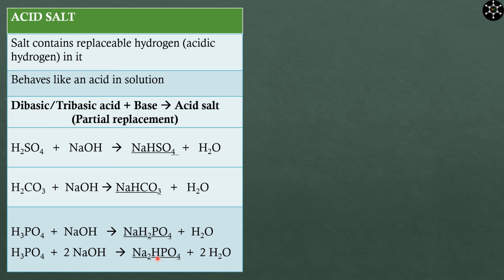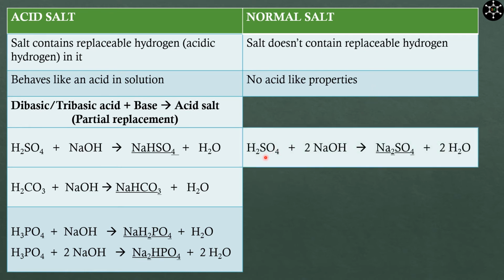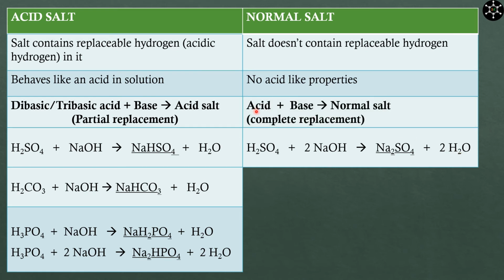one replaceable hydrogen atom. On the other hand, normal salt is a salt which doesn't contain any replaceable hydrogen atoms in it. So, it is not expected to behave like an acid in solution. When sulfuric acid is treated with sodium hydroxide in 1:2 ratio, complete replacement of acidic hydrogen atom happens and we get sodium sulfate salt and water as products. So, complete replacement of acidic hydrogen atom by a base gives us a normal salt.